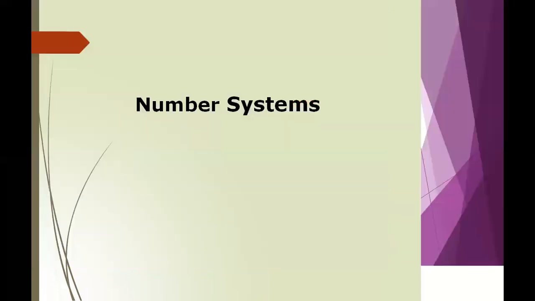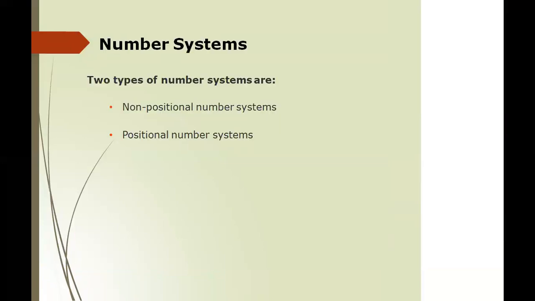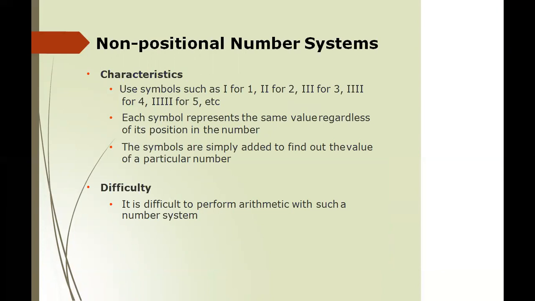And at first, our first topic is number system. And we all know that number systems are of two types, that is positional number system and non-positional number system. In ancient times, people used this number system, that is non-positional number system. In this number system, a symbol represents the same value regardless of its position in the number, and it's actually difficult to perform arithmetic with such a number system.